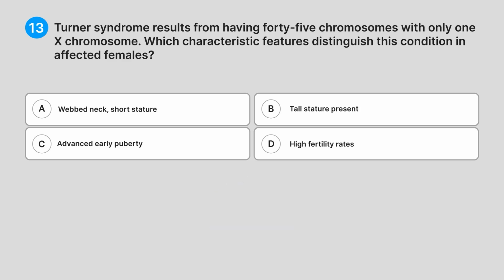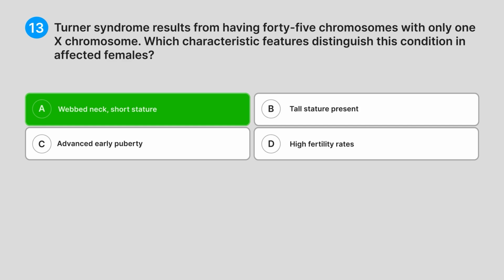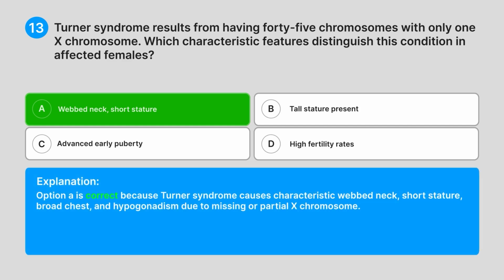Correct answer, A. Webbed neck, short stature. Explanation. Option A is correct because Turner syndrome causes characteristic webbed neck, short stature, broad chest, and hypergonadism due to missing or partial X chromosome.